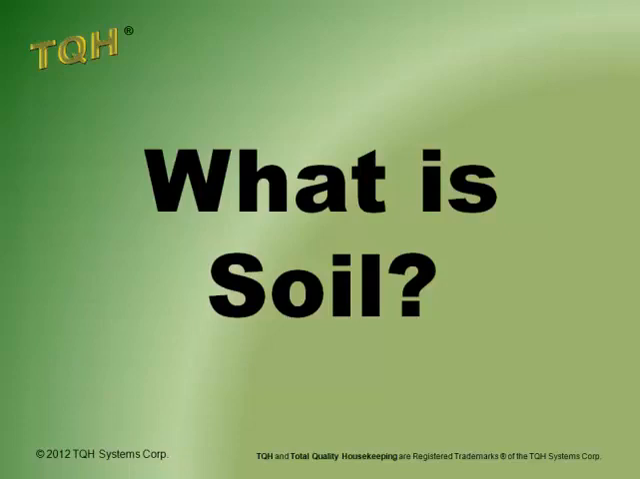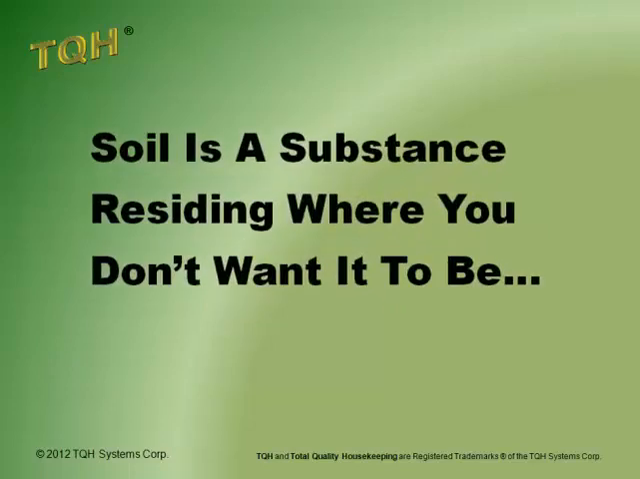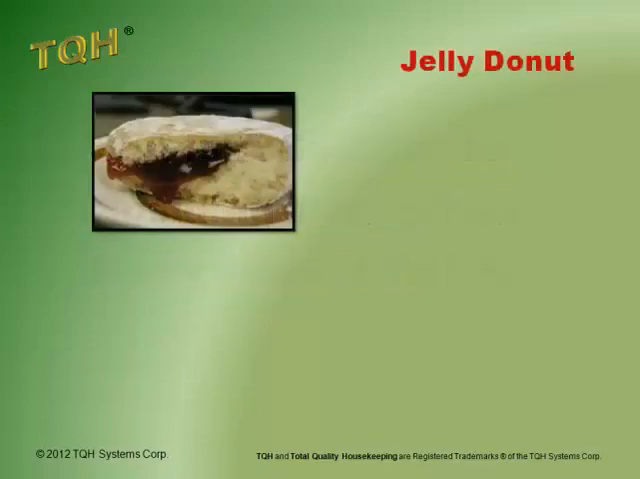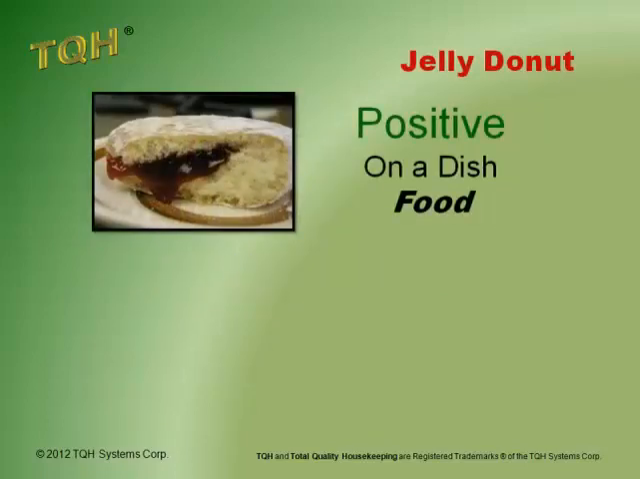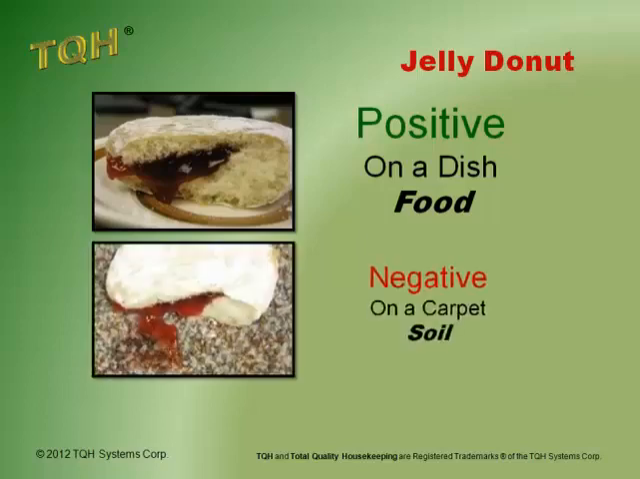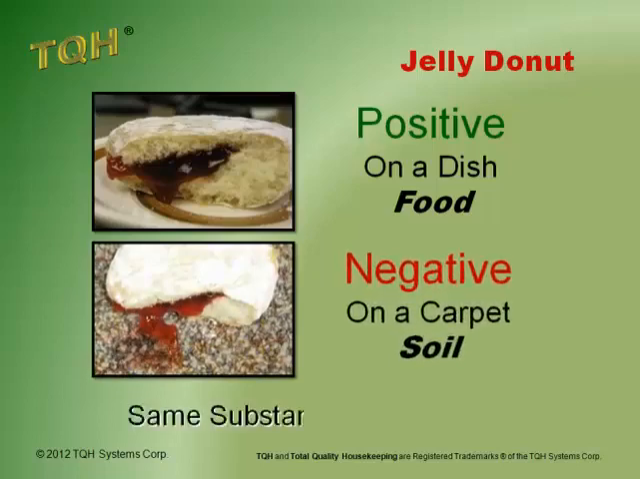What is soil? Soil is a substance that resides where you don't want it to be. In this picture, you have a clean dish with a jelly donut on it. It looks very, very tasty, and it can inspire a sweet tooth to come alive. Yet the same jelly and sugar powder on a carpet will result in an urgent call to the custodial personnel to come and wash it away.